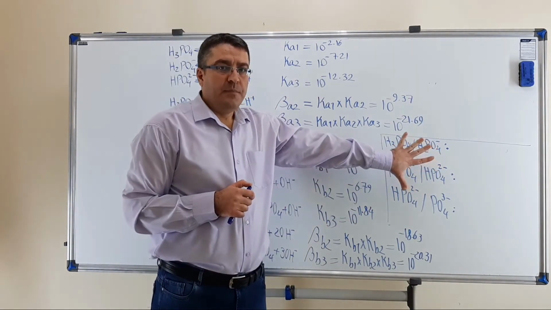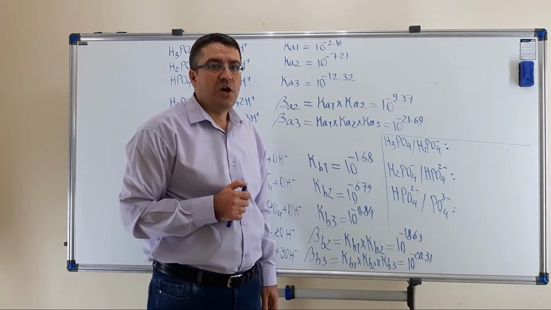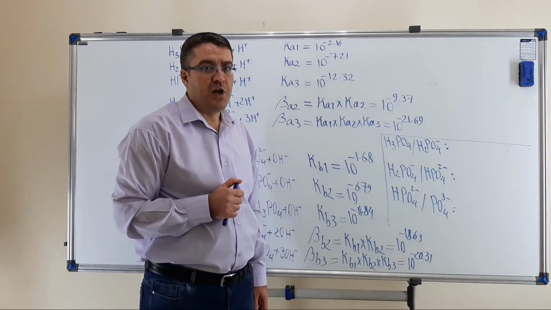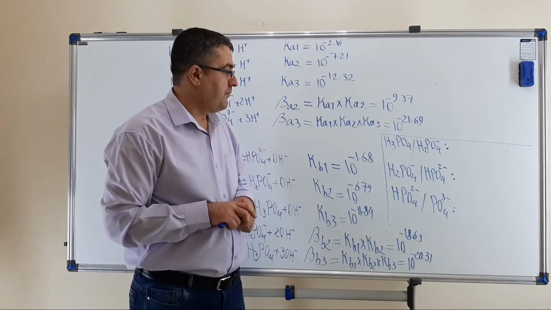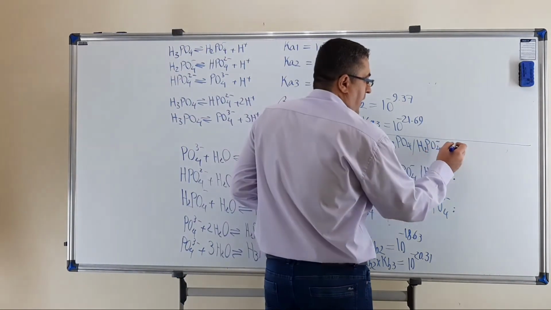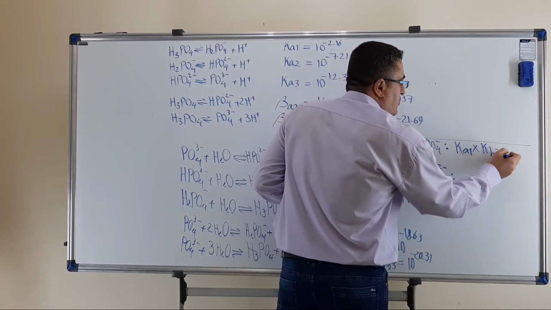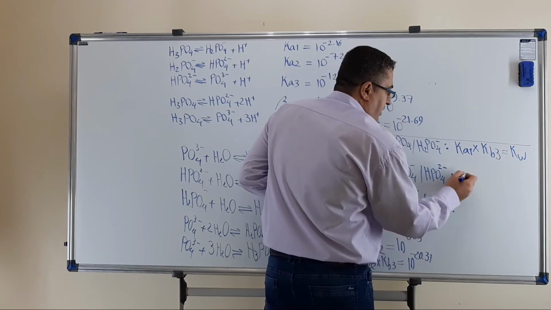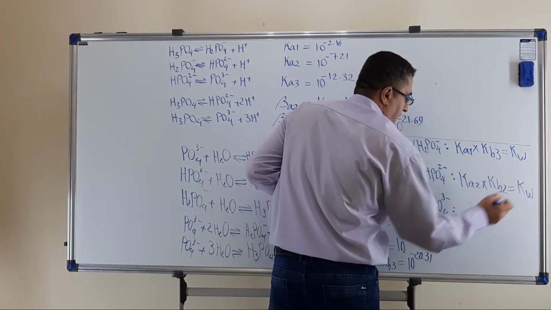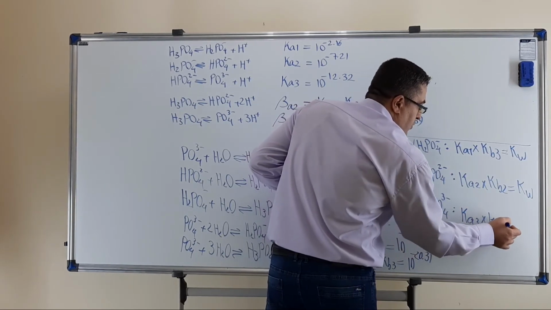For all of them, the product of the acidity constant of the conjugate acid and the basicity constant of the conjugate base will be equal to the autoprotolysis constant of solvent, here Kw. Based on this, we can see that Ka1 times Kb3 is equal to Kw, Ka2 times Kb2 is equal to Kw, Ka3 times Kb1 is equal to Kw.